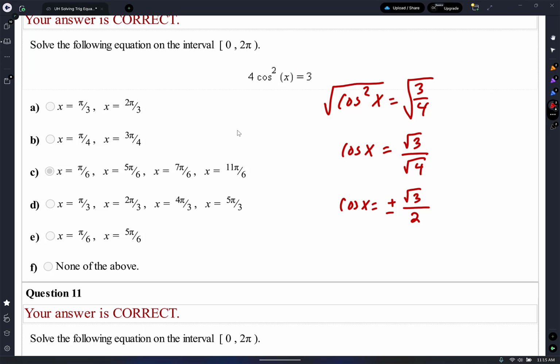And I notice that I put the plus minus there. -2 times -2 is 4. Positive 2 times positive 2 is 4. So now you ask yourself, where is cosine square root of 3 over 2? Both positive and negative.